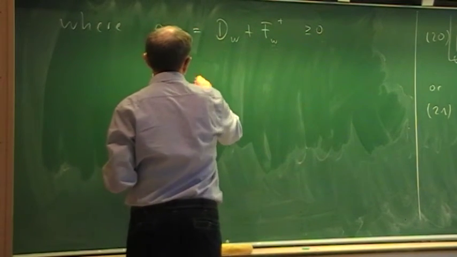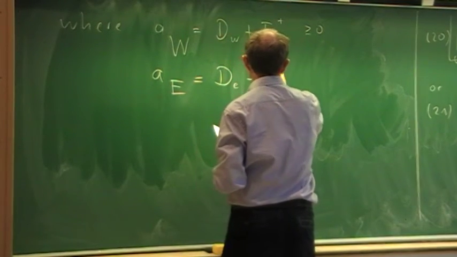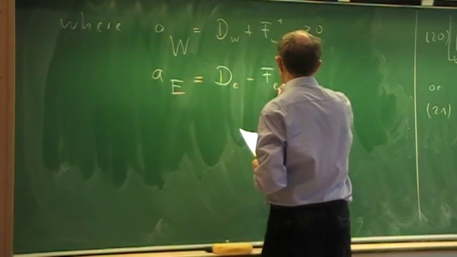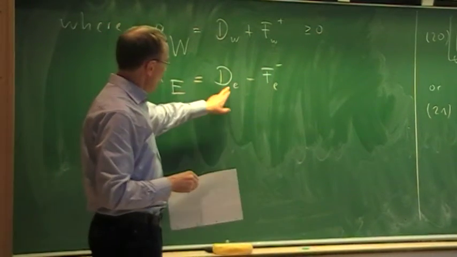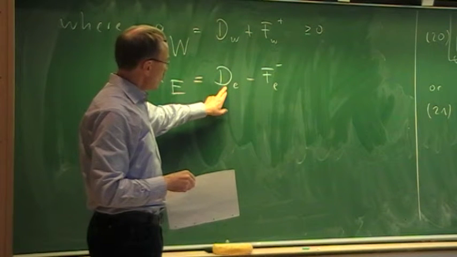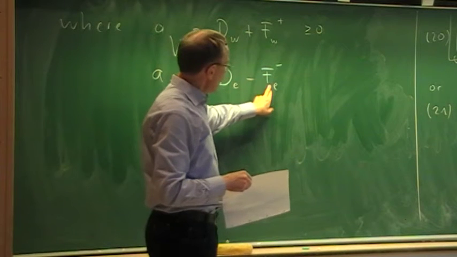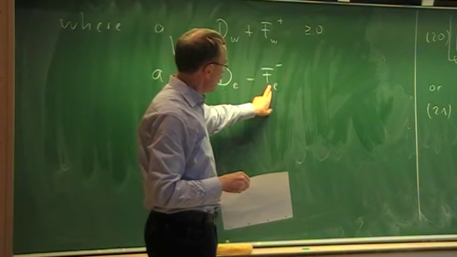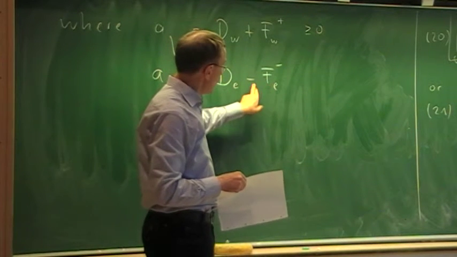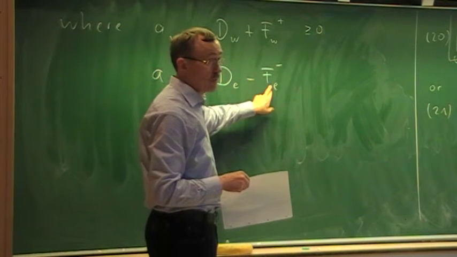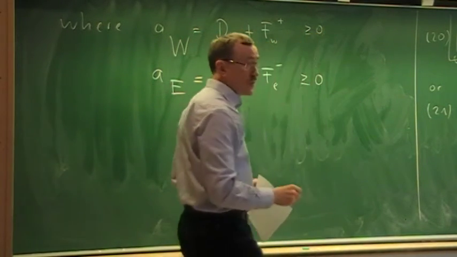AE is equal to DE minus FE minus. Here we can also say something: again, diffusion conductance is greater than zero if we have diffusion, otherwise it's zero. This convective mass flux is smaller or equal zero, and with the minus, this is greater or equal than zero. So we can also say that this is always greater or equal zero, no matter what.